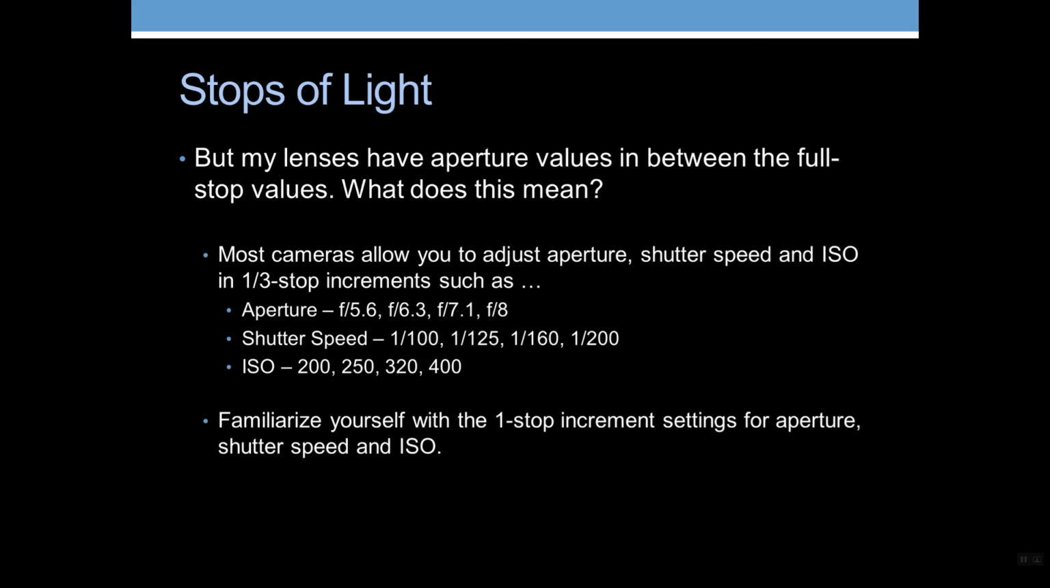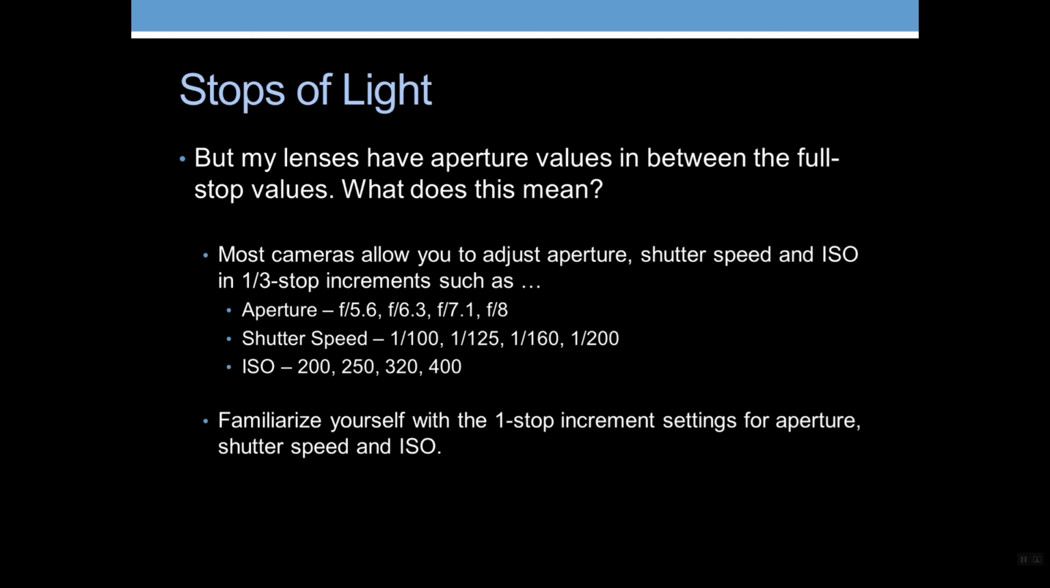Those are our full stop increments. In between, we have 250 and 320. Each of those positions represents 1/3 of a stop of light, okay? Some cameras will allow you to choose 1/2 stop increments, but it's generally advised to set up your camera to use 1/3 stop increments because then you have more flexibility when it comes to adjusting your exposure, okay?